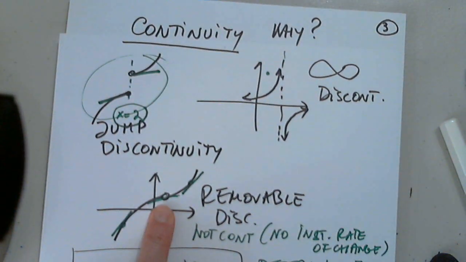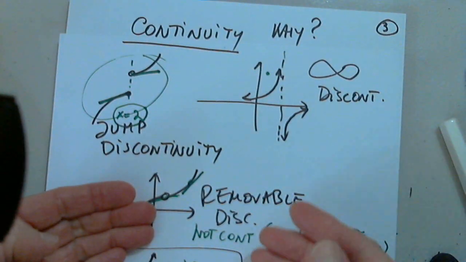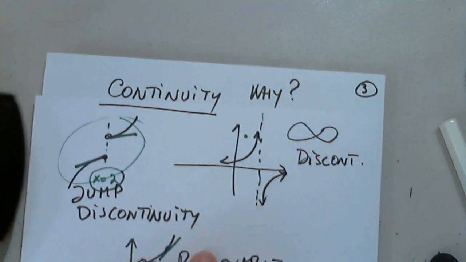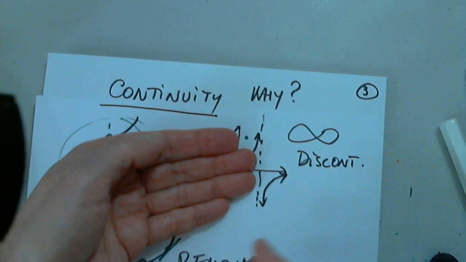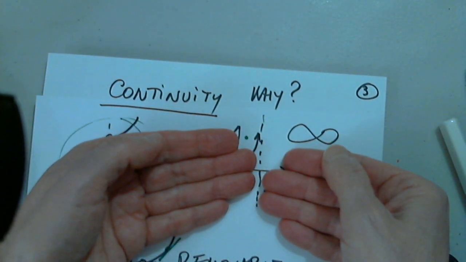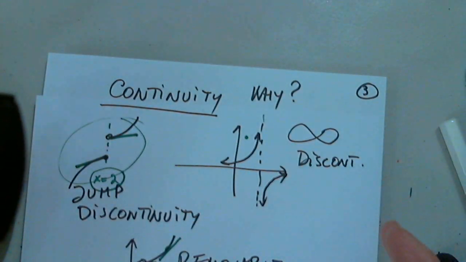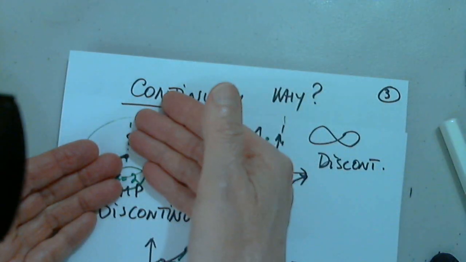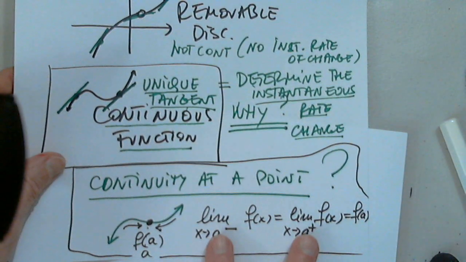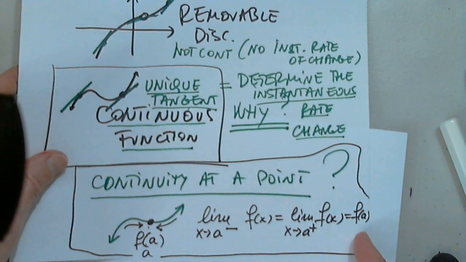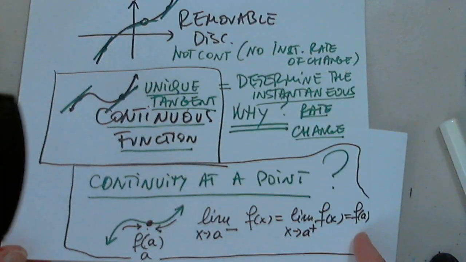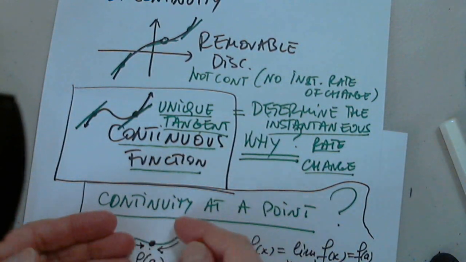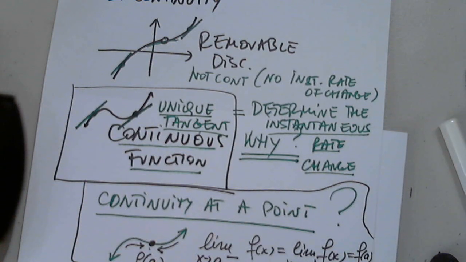That's why this function is not continuous at this point. The limit from the left and the limit from the right are the same, but they don't equal the function value there. Same thing here. The limit from the left and the limit from the right, they're not even the same. So not continuous. The same thing here. Limit from the left is a number. The limit from the right is another number. So this condition is not fulfilled, let alone equal to the function value. So a function is continuous at a point if the limit from the left equals the limit from the right equals the function value at that point.